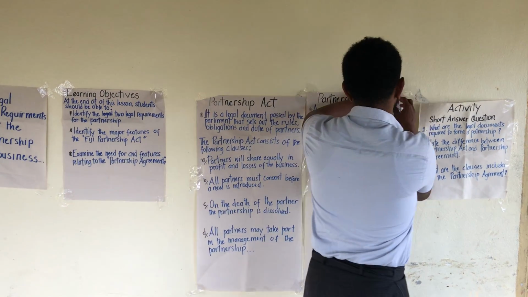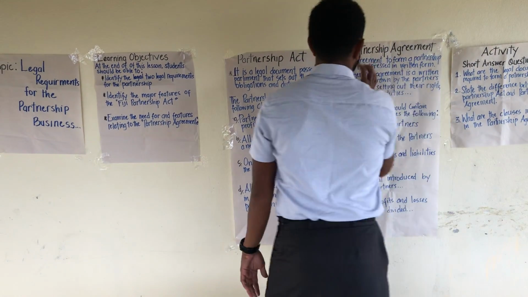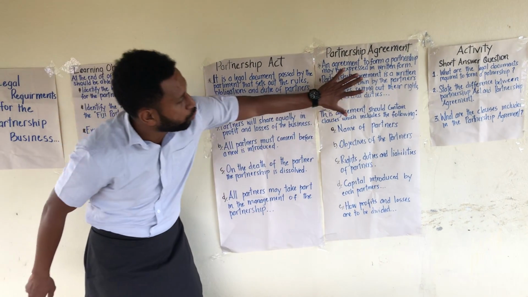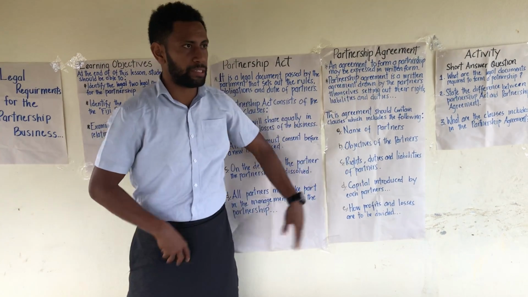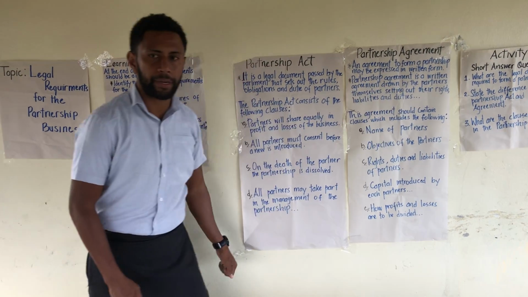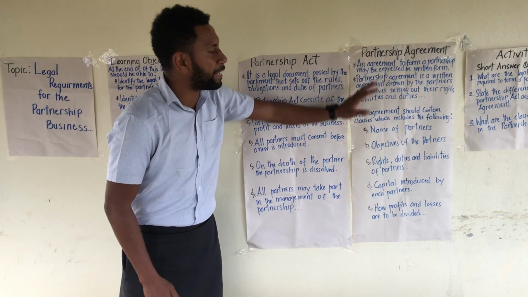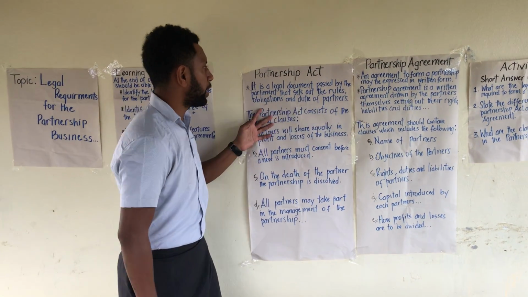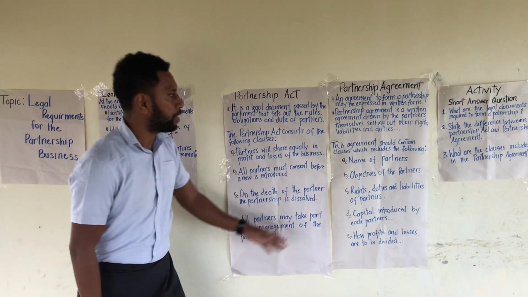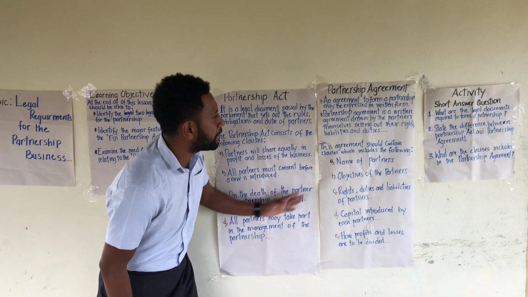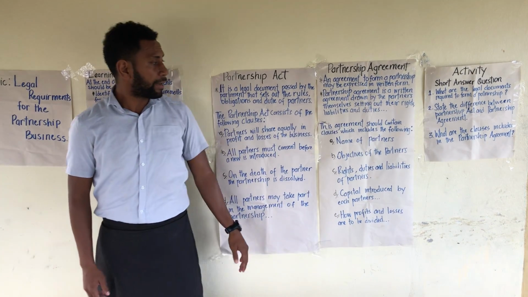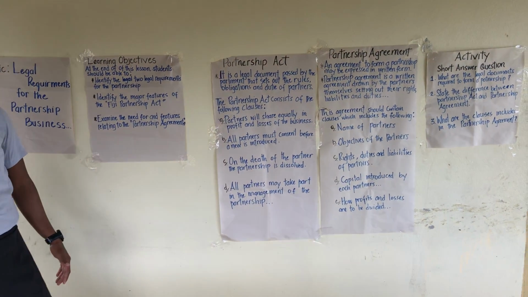So the next legal requirement is the Partnership Agreement. The partnership agreement says an agreement to form a partnership may be expressed in written form. So this agreement is expressed in written form. This agreement is written by the partners, not like the Partnership Act. The Partnership Act is prepared by the Parliament. Next it says here, a partnership agreement is a written agreement drawn up by the partners themselves, setting out the rights, liabilities, and duties of partners.